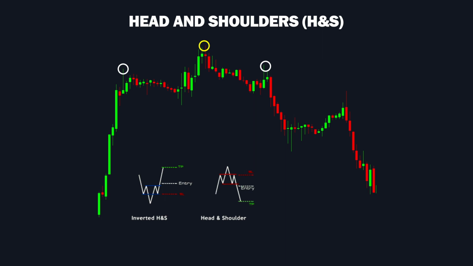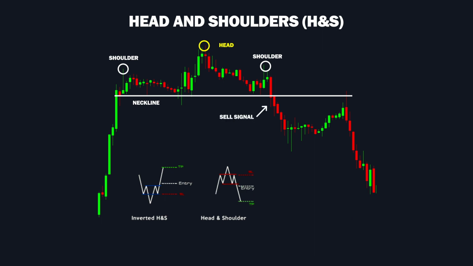In traders' words, the first and the third peaks are known as the shoulders, and the second is the head. Then, the neckline is the bottom after the first and second peaks. The signal comes when the price action breaks below the neckline after the third peak.